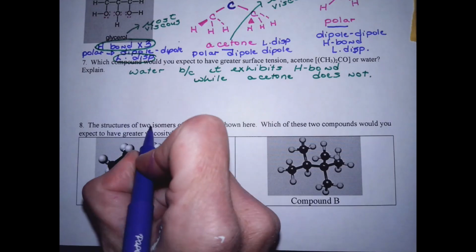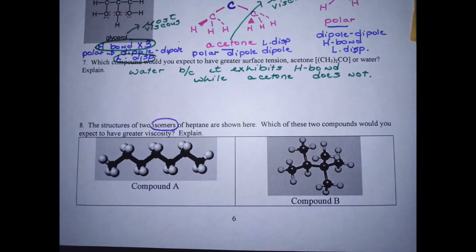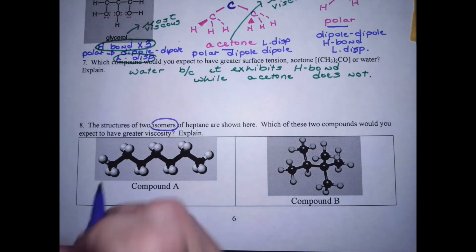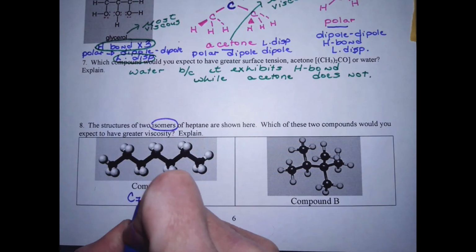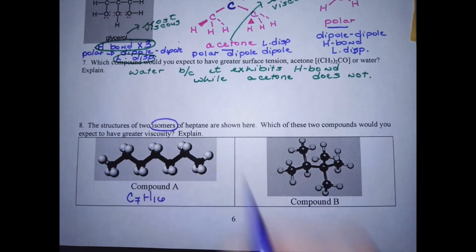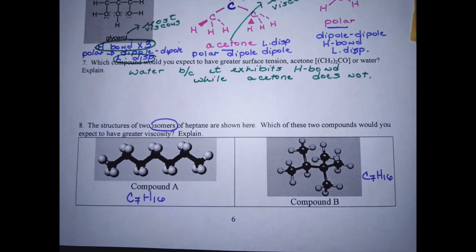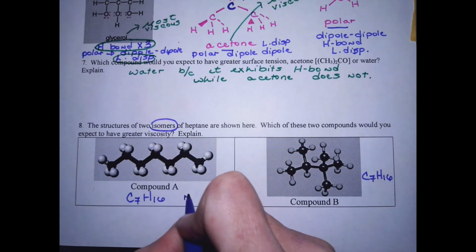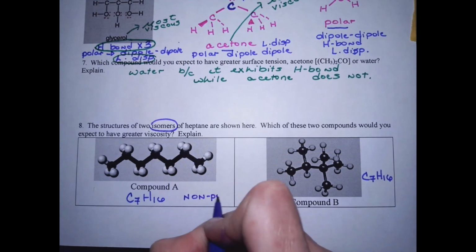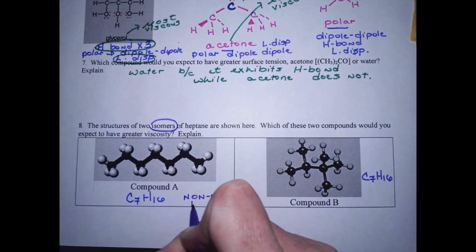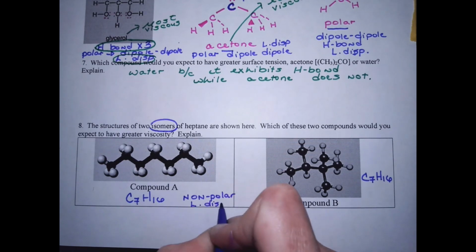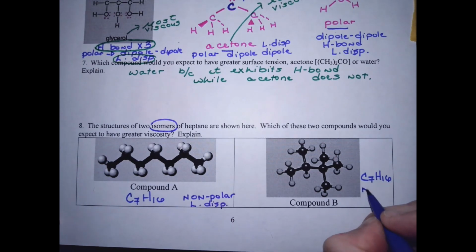Here we're looking at isomers. Isomers are compounds that have the same formula. These are both C7H16. They're both heptane, but they're connected in different ways. Now, since these compounds only contain carbon and hydrogen, we can describe them both as being nonpolar. Therefore, London dispersion will be the only intermolecular force exhibited by compound A and compound B.